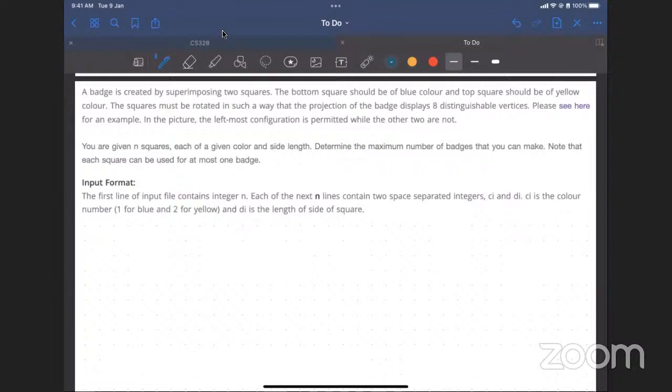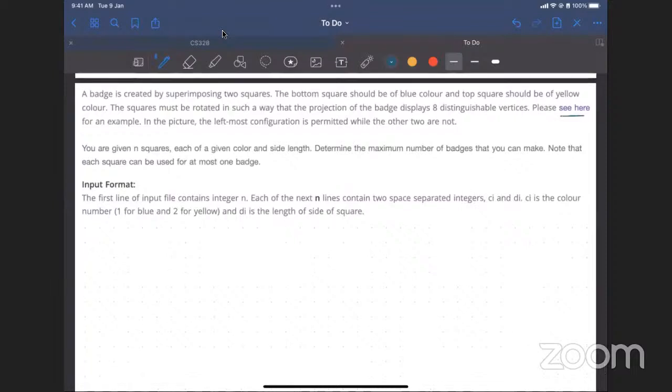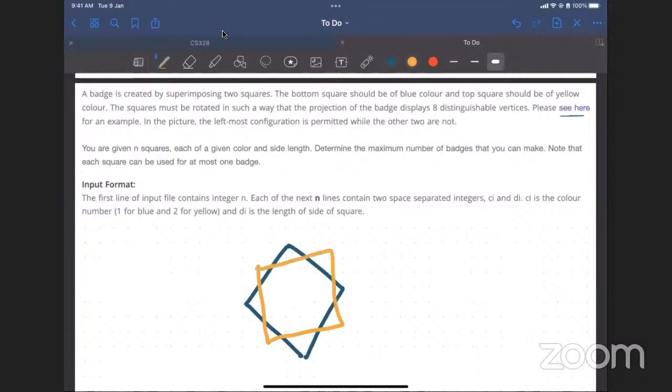So there was a reference image attached with this link here, but I'll just tell you what the figure should look like. The first square is something like this, and the second yellow square, once rotated, should be on the top of the blue square, and it should be something like this. So it has 8 distinguishable vertices. So this is 1, 2, 3, 4, 5, 6, 7, 8.